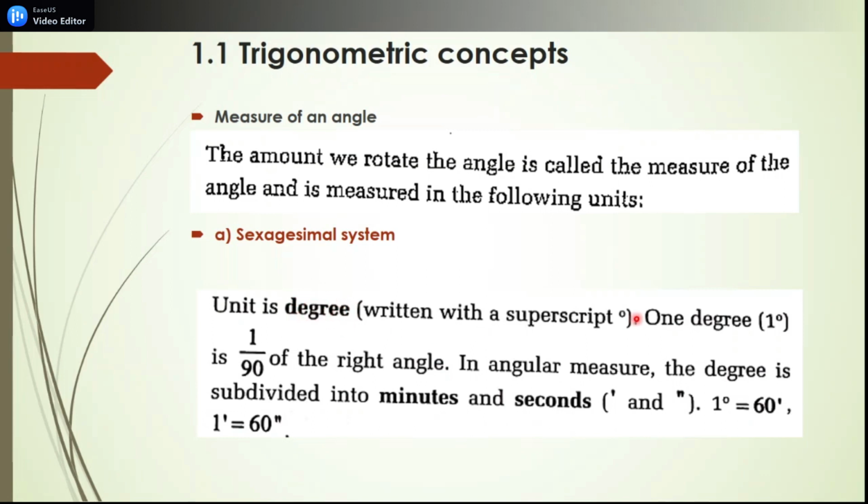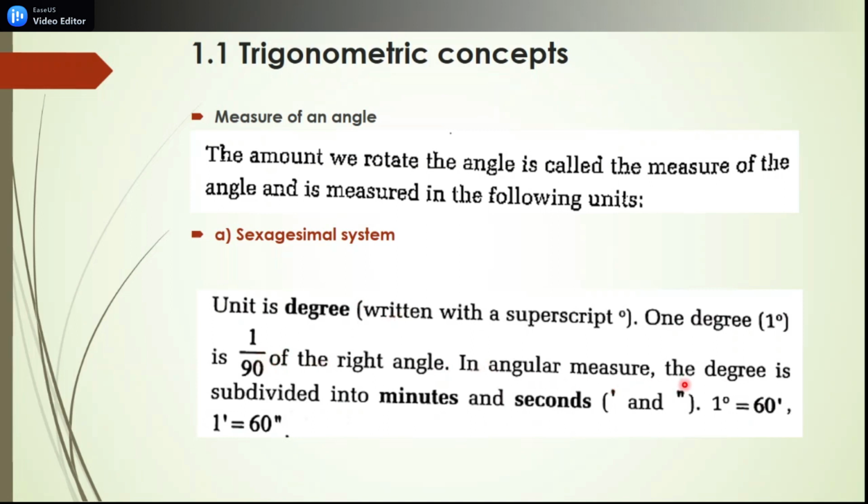A degree is represented by a power of zero. We write a number and then we put a small circle as a power. As here you see, this is 1 degree. 1/90 of the right angle means 1 degree. When we take the first quadrant from 0 to 90 degrees, you divide its length into 90 subdivisions. So 1 subdivision corresponds to 1 degree.